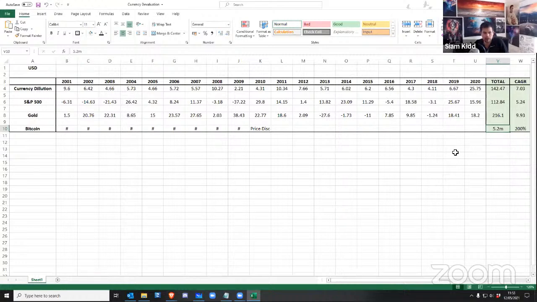It's the fastest growing asset in human history. And it has a CAGR of 200%. 200% CAGR, as in compound annual growth rate, which is just freaking insane.